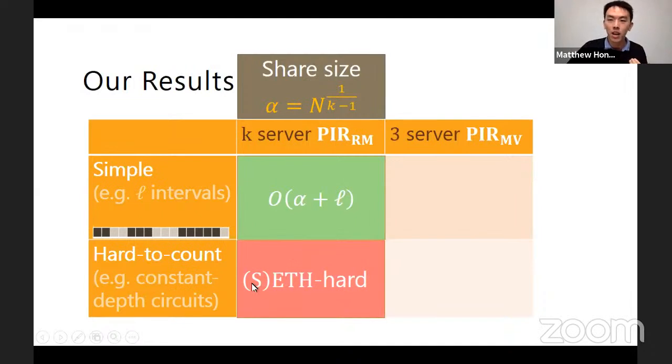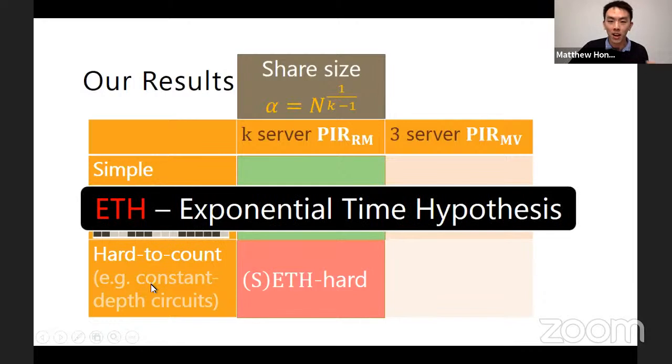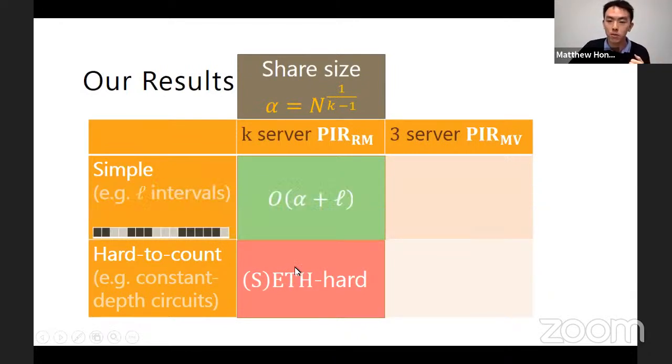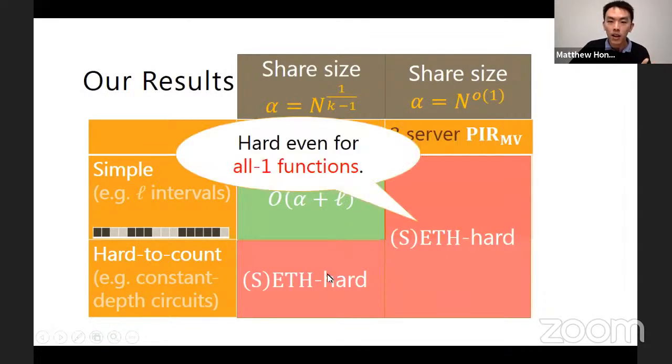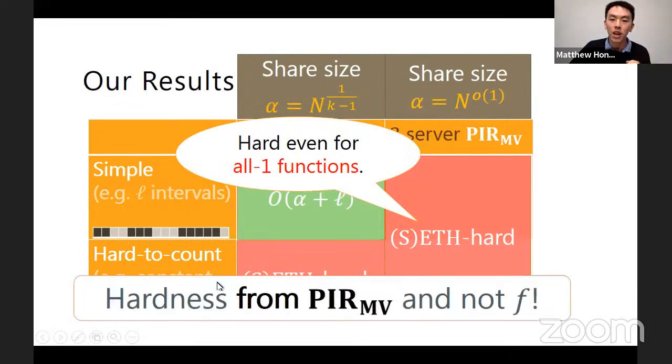When we move to harder functions where the number of ones in the truth table is difficult to count, such as constant depth circuits, then everything is hard there. You can show that if you can obtain shortcuts, it will falsify the exponential time hypothesis, which is widely used in fine-grained complexity. And when we move to the matching vector case, everything is hard. It is hopeless to even obtain shortcuts for the O(n) functions. This tells us that hardness comes from the structure of the matching vector and not from the function.